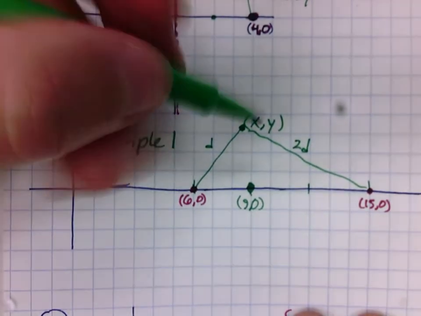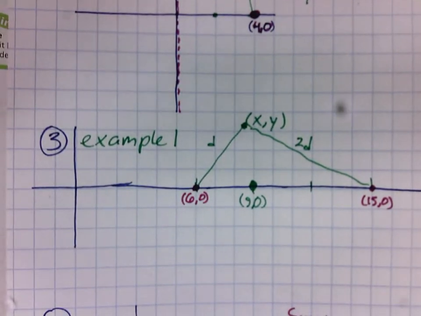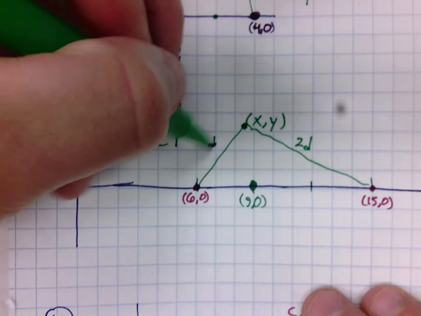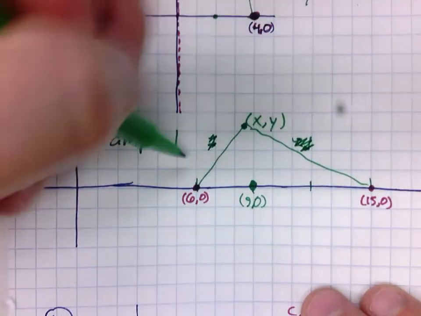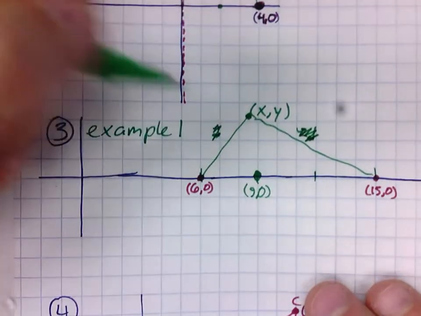Okay, but we can actually come up with an expression for that. Does that make sense? What we could do is come up with the exact distance formula expression for this one and for this one, and then just say that it needs to be twice as long.